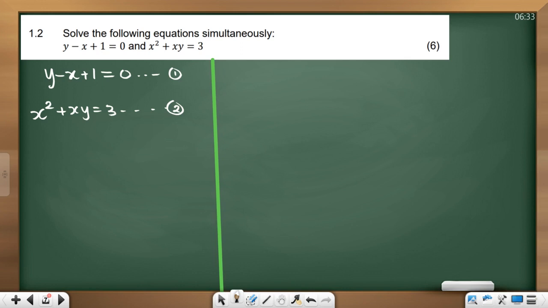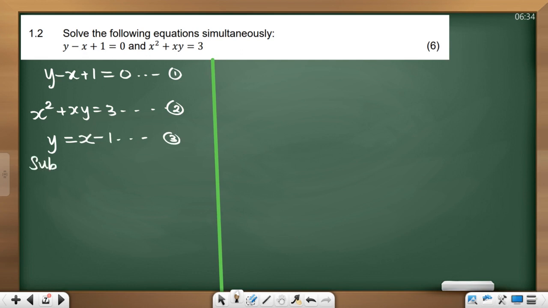I could move the whole thing and leave my y. My y is already positive. Let's work with that. That's simple. If I move the x over, it's minus x, it becomes positive. If I move the 1 over, it becomes negative. You're done. Equation 3, make life easy.